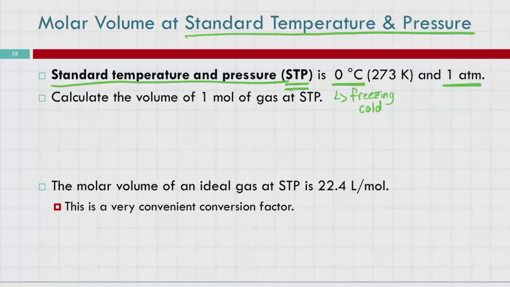Where is it 1 atmosphere of pressure? Sea level. Do we like being at the sea? Probably lots of us like being at the sea. We're on the beach. So there's a little bit of bad. We're freezing cold, but at least we're at the beach. And it can be pretty to be at the beach when it's cold.